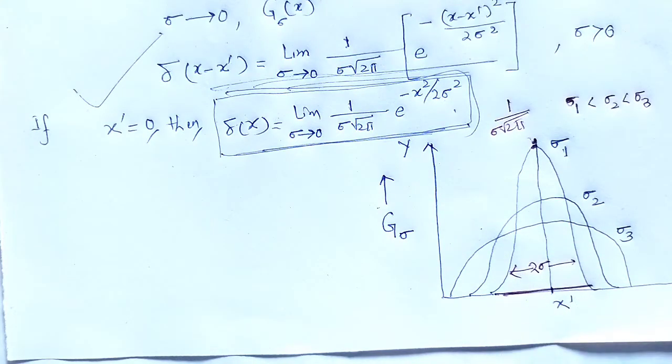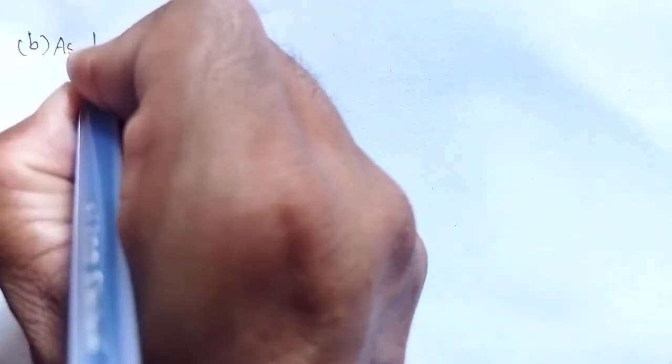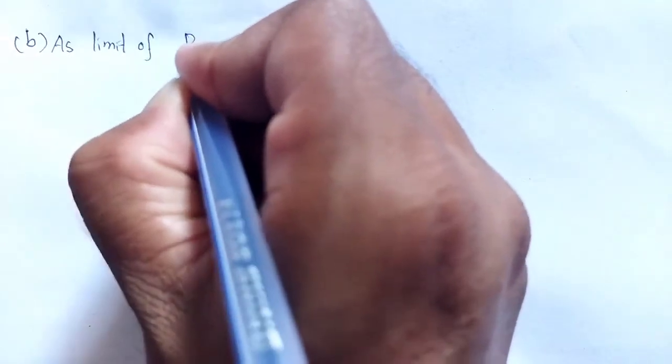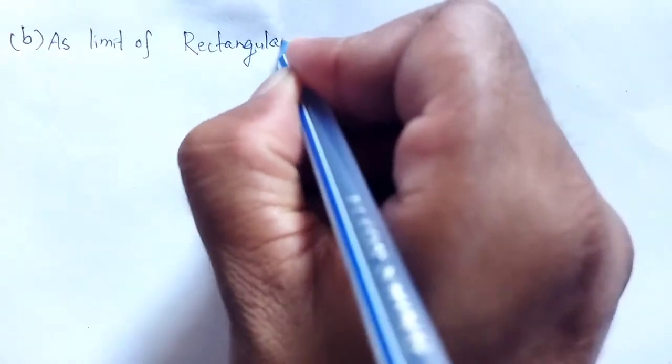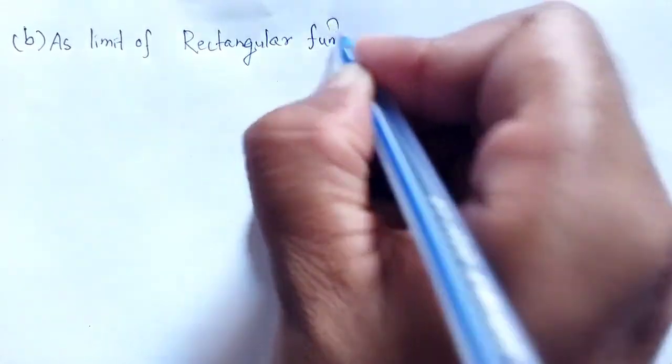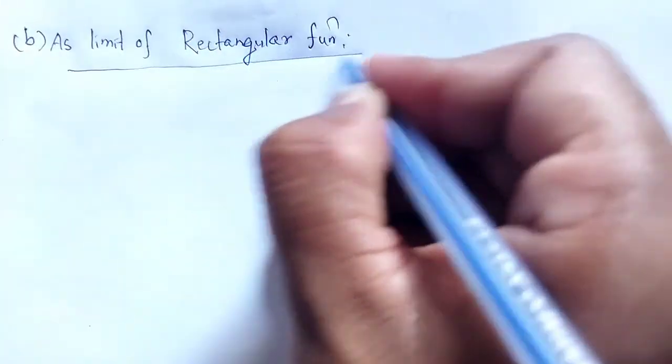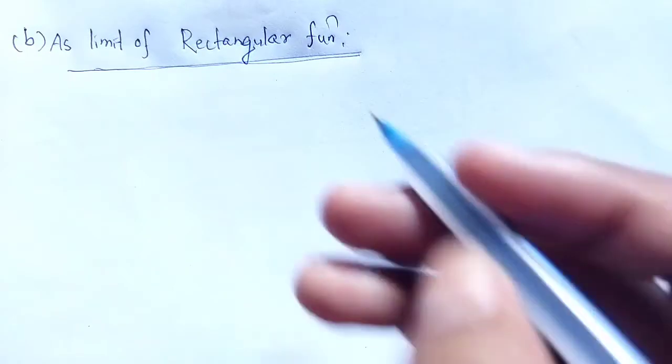Now, another type of representation of the Dirac delta function, that is the second type, as a limit of rectangular function. First of all, we define what the rectangular function is.